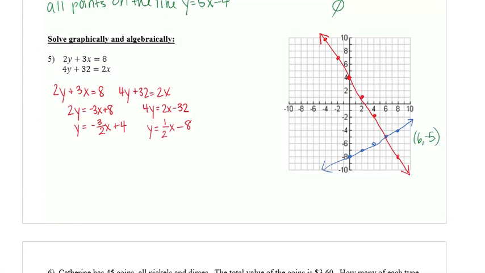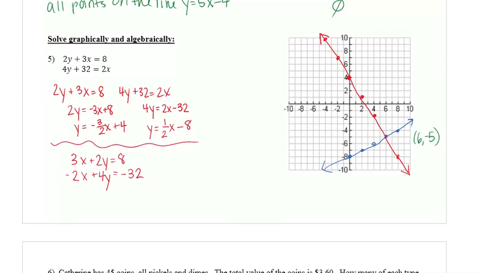Now let's do this algebraically and make sure that that is indeed the case. Looking at my equations, they're both not in standard form, so I'm going to rearrange my first one to be 3x plus 2y equals 8. My other one, I'd have to subtract my 2x to this side, and then subtract my 32 to get it to the other side. So now both of my equations are in standard form.